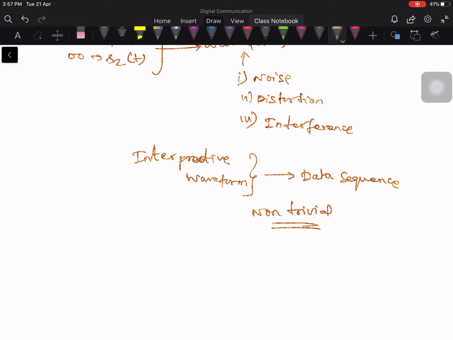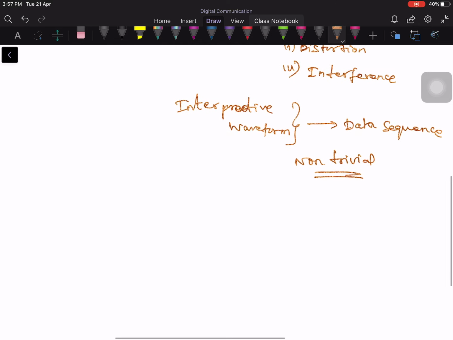So the modulator is very simple, which is rather a straightforward function. You design a set of waveforms and you frame some rules. Based on that rule you just map it, that's all about the modulator part. But a demodulator is not like that, so it is a non-trivial one compared to the modulator.